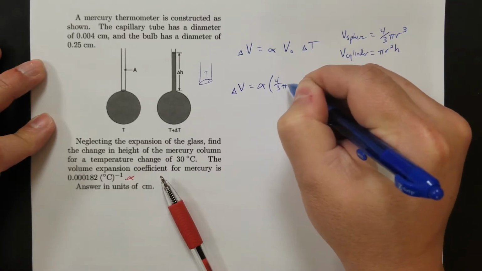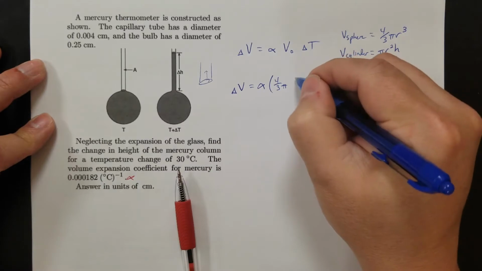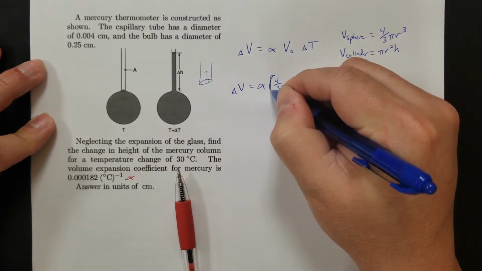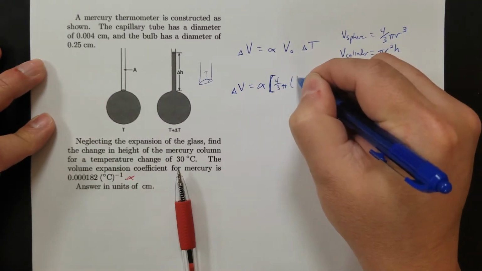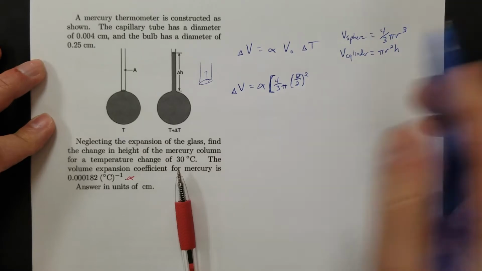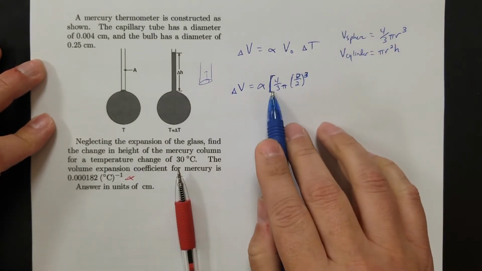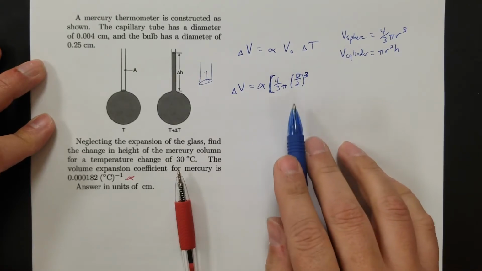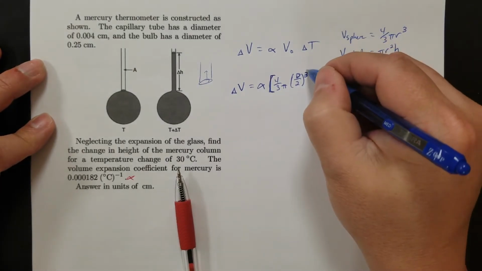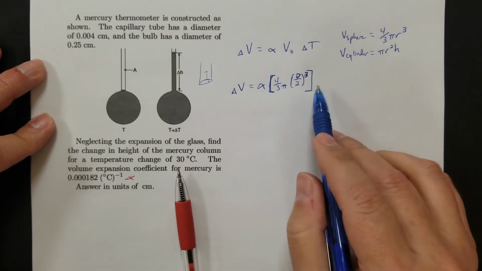4/3 pi. I have a diameter, right? So I'm going to take my diameter, let me make that a bracket, diameter divided by 2, right? I have to cut my diameter in half to get radius. Cubed, because it's a sphere. 4/3 pi r cubed. There's the volume of a sphere. Right? That's my volume, times my change in temperature.